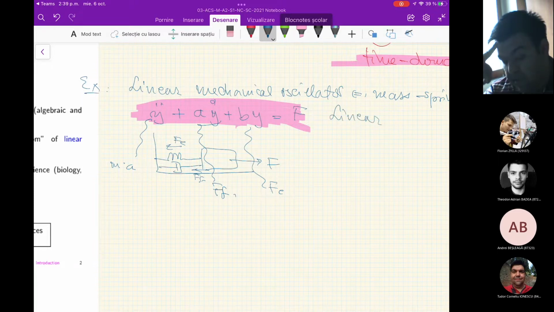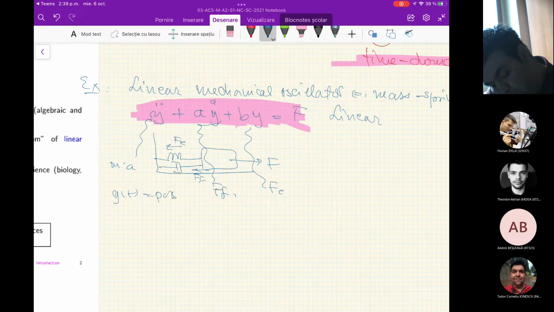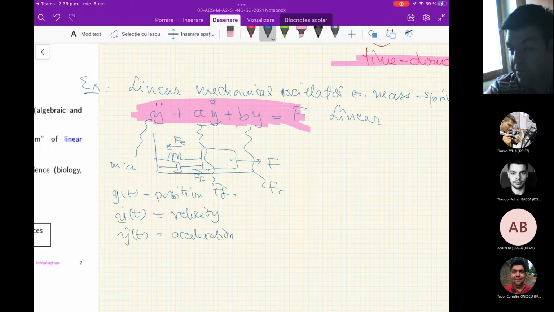It's easy to see that if here f is split into f1 plus f2, these are all time functions. So y(t) is the position, y dot(t) is velocity, and y double dot(t) is acceleration. We know that from mechanics, and from the physics itself. This is a second order equation because this is a second order based principle in physics. All right, so this is linear.